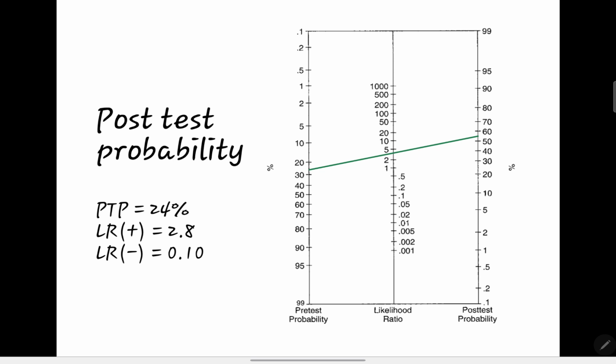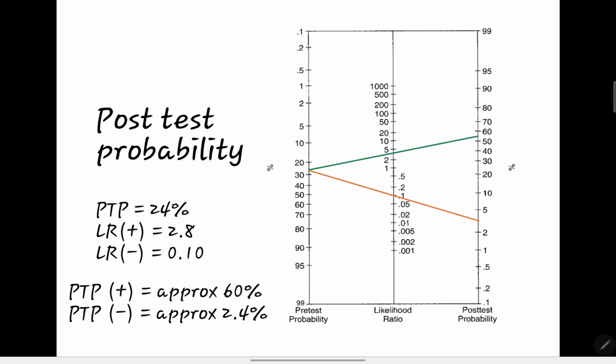So the post-test probability positive would be 60%, and similarly doing that for the likelihood ratio negative, we can see that the post-test probability comes out to be around 2.5%. So this is the significance of the nomogram.